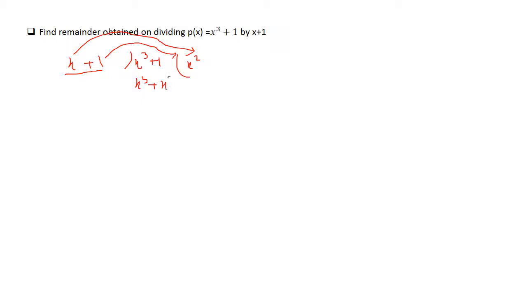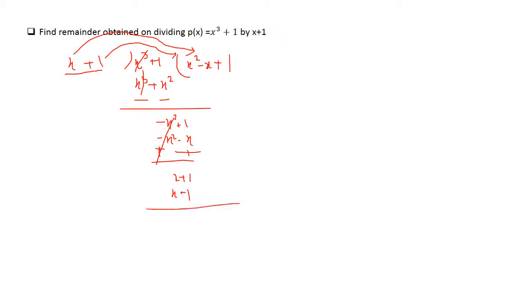Now subtract it from above. This term got cancelled out, and here minus x square plus 1. Now we have to multiply the divisor with minus x. So we get minus x square, minus x. And we have to change the sign because we are subtracting it from above, and we get the value x plus 1. Now multiply it with 1, x plus 1, and the remainder is 0.